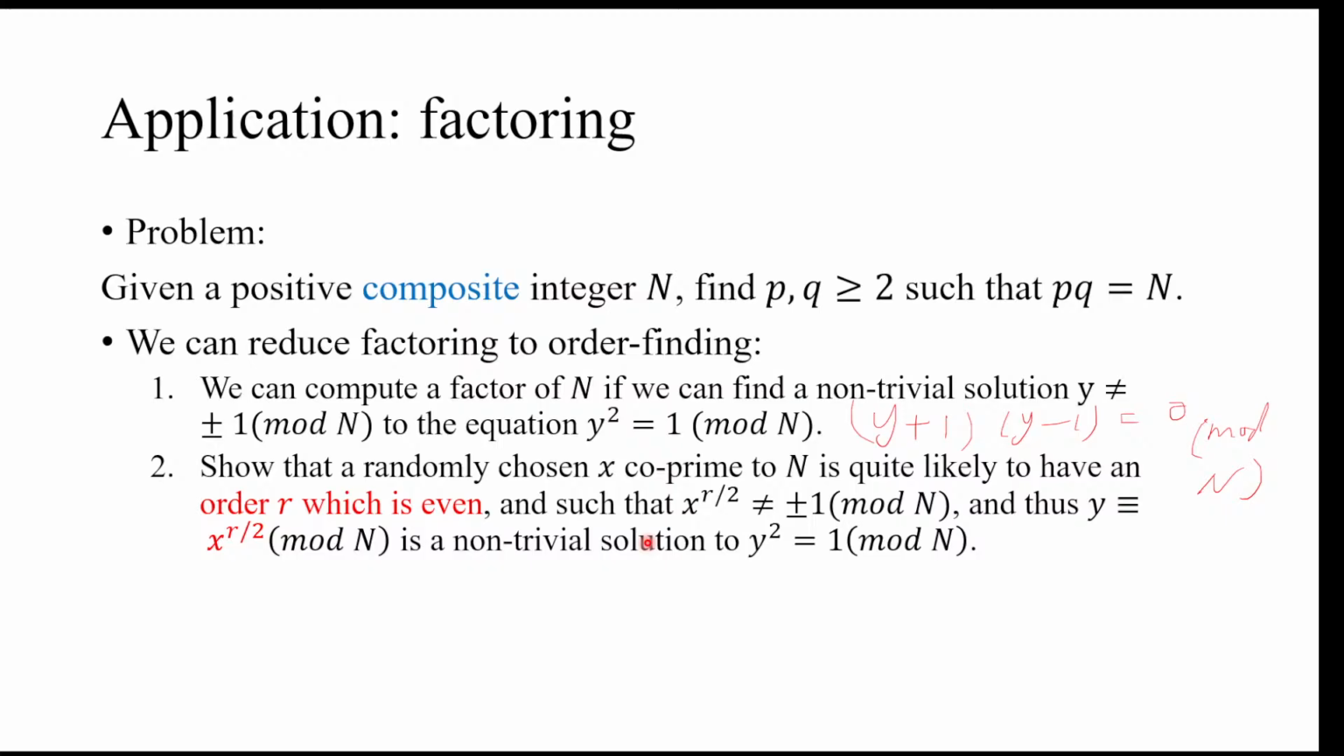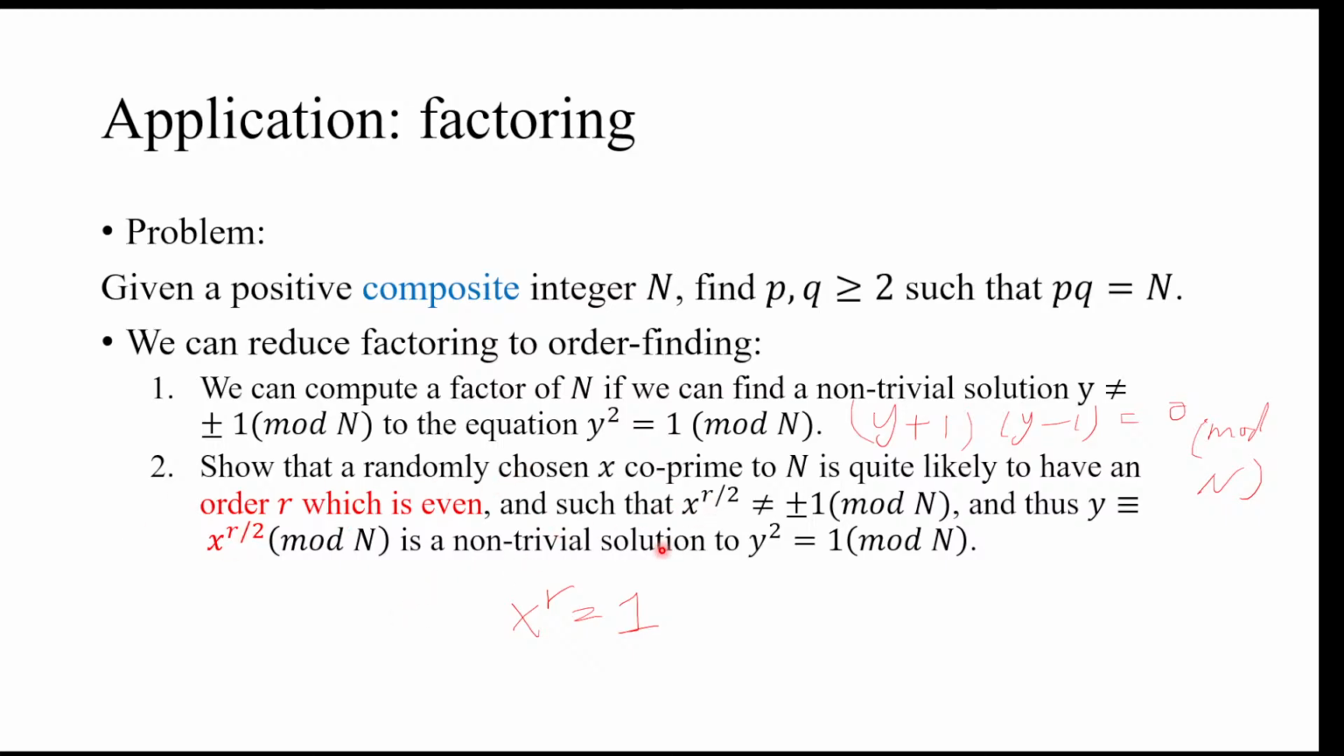To get this, we want to do order finding. So we have x, and we want to find r such that x to the r equals 1. This is the order finding part. Here we need to get lucky: we need r to be an even number.